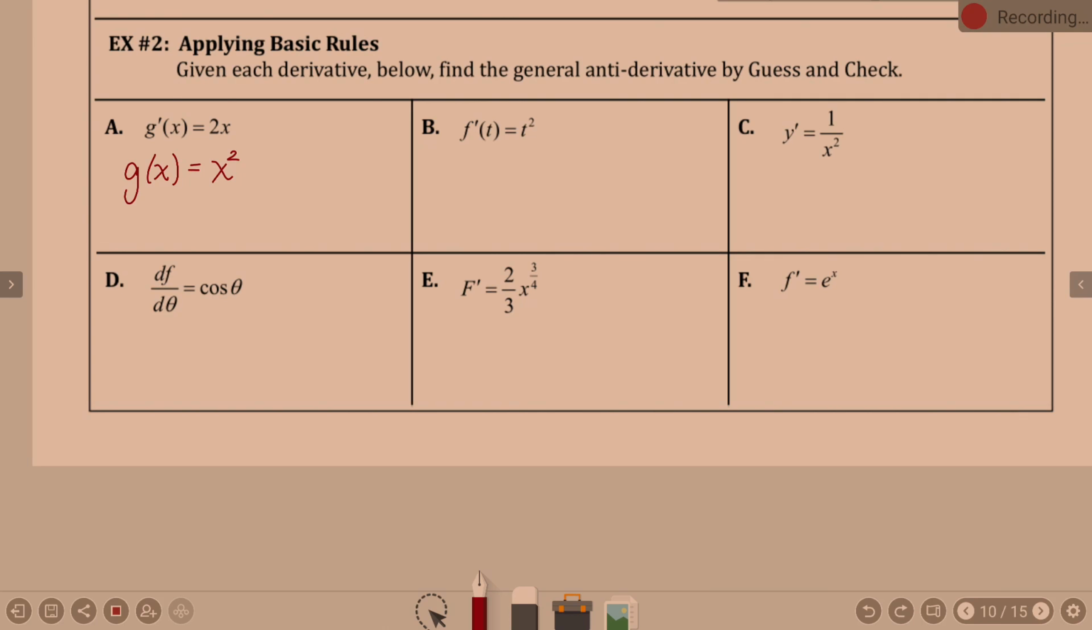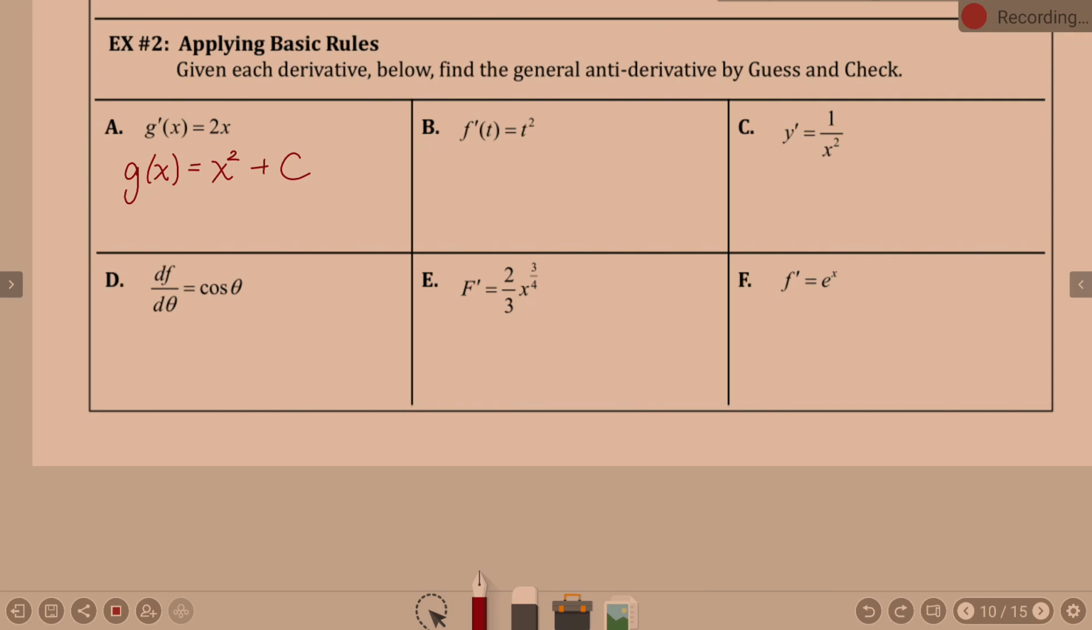Now, officially, I need to put something on this answer to make it a little more official: plus c. Because while g of x could be just x squared, and that means c would be 0, are there other values of c that could also work? Yes. So unless you have numbers to plug in and evaluate, which we'll talk more about later on, you need that plus c.